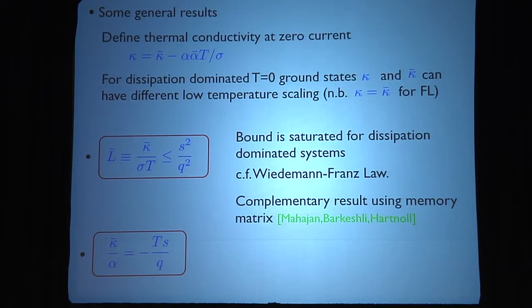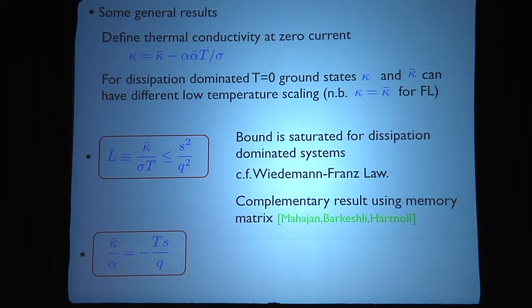Some general results: you can define the thermal conductivity at zero current as opposed to a zero electric field. And this is actually something that's easier to measure. And kappa and kappa bar have different low temperature scaling behavior. Those formulas I had are defined for all temperatures. But in particular, we're interested in low temperature behavior. And kappa and kappa bar, you explicitly calculate, can have different low temperature scaling behaviors. For a Fermi liquid, they scale in the same way.